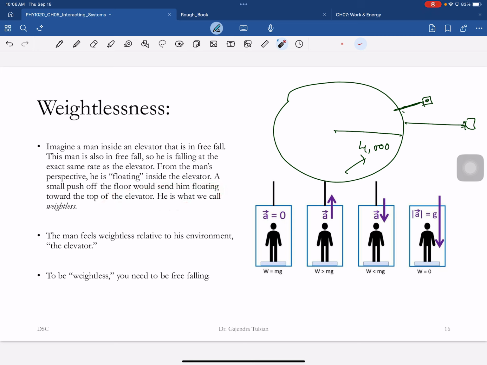He feels weightless. You feel weightless relative to the environment. So to be weightless, you need to be free falling.